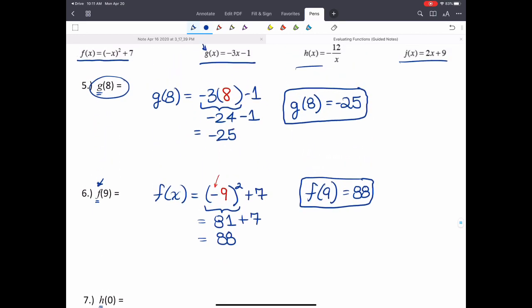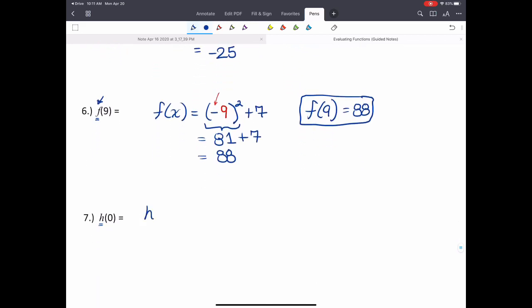Now the next function we're looking at is the h. So the h function is negative 12 over x. The negative is right there in line with the vinculum, but I think I've taught you that sometimes it's just better to think of that negative being in the numerator. So this time we're going to put 0 where there's an x. So put that 0 there. So this is super simple. So negative 12 over 0.